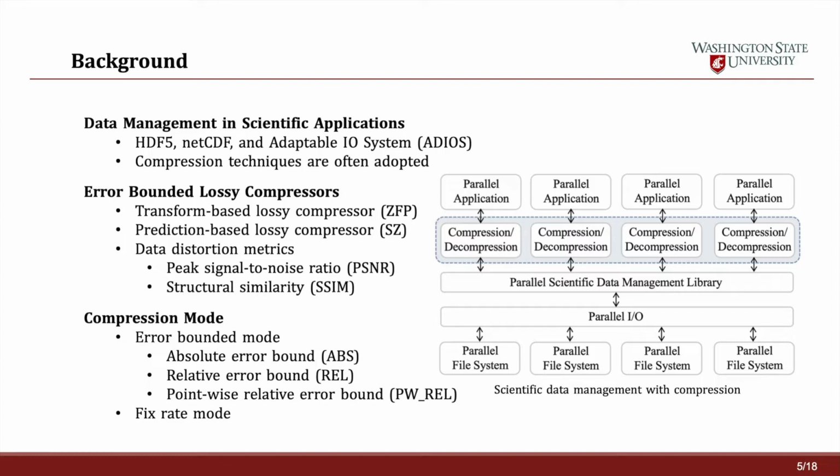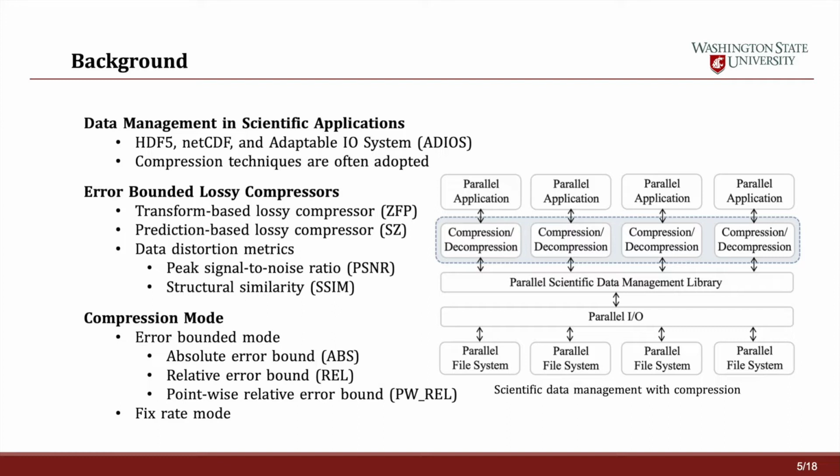For error-bounded lossy compression, there are basically two types. One is transform-based lossy compression, for example ZFP. The other is prediction-based lossy compression, which is SZ in this case. In this research, we are focusing on prediction-based lossy compression. And we have multiple data distortion metrics, for example PSNR, peak signal-to-noise ratio, and SSIM, structural similarity, to evaluate the data distortion after decompression.